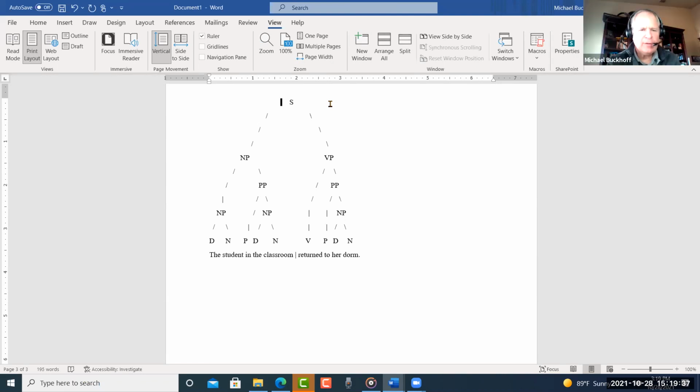Good. The noun phrase consists of a determiner and a noun. Good. The prepositional phrase consists of a noun phrase and a preposition. Okay. The noun phrase consists of a determiner and a noun. Okay. And back to the verb phrase, it consists of a verb and a prepositional phrase. Good. And the prepositional phrase consists of a preposition and a noun phrase. Good. You got it. The noun phrase consists of a determiner and a noun.